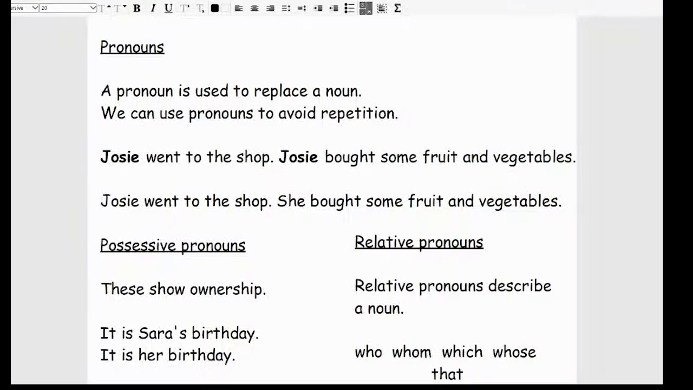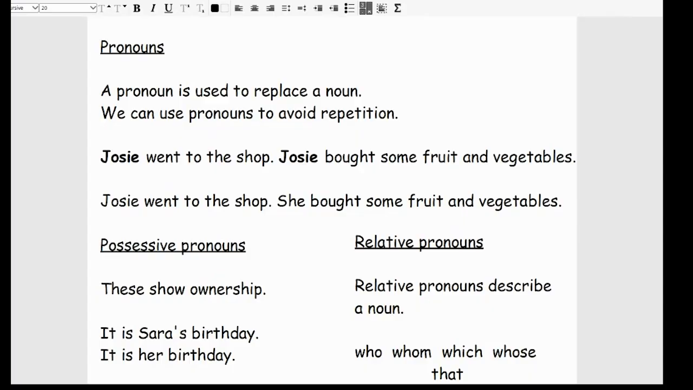Perfect. Okay, now pronouns. Pronouns are used to replace nouns, and we can use pronouns in our writing to avoid repetition. So they are also used as a cohesive device. So rather than saying Josie went to the shop, Josie bought some fruit and vegetables, rather than repeating Josie, I could replace Josie with she. She bought some fruit and vegetables rather than keeping on saying Josie.